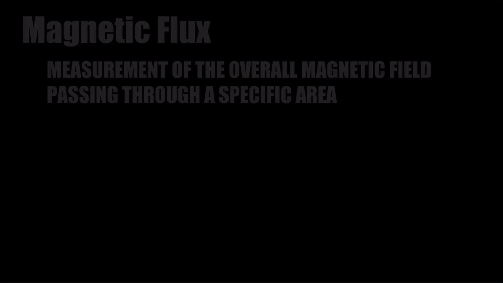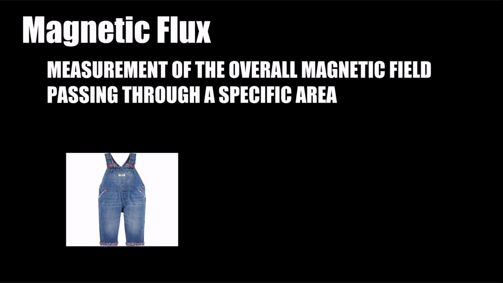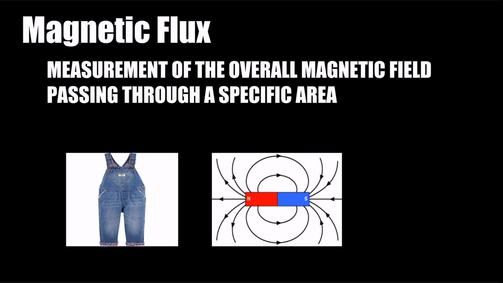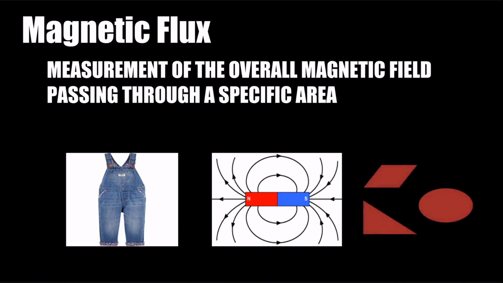Michael Faraday then realized that the electromotive force that brings about current is created when there's a change in magnetic flux over a change in time. Magnetic flux is the measurement of the overall magnetic field passing through a specific area. To truly understand this, let's use an example.